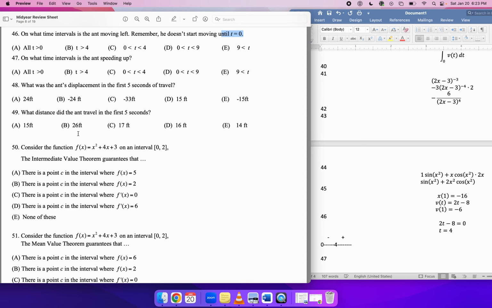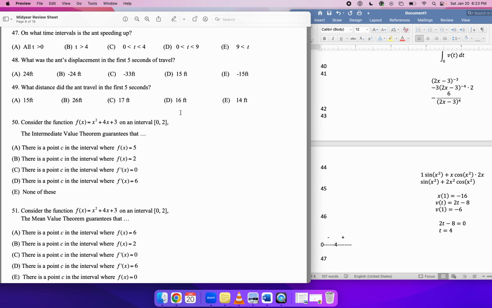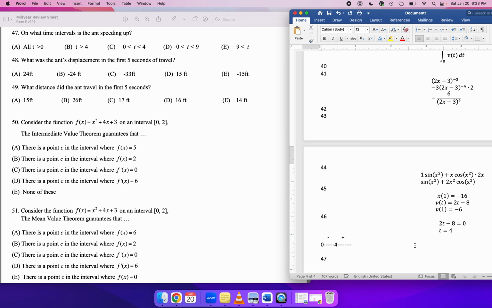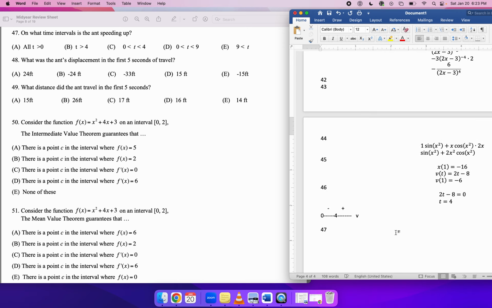47. On what time intervals is the ant speeding up? Speeding up means velocity and acceleration have the same sign. So I've already got my sign analysis of velocity from 46, so I think I just need a sign analysis of the acceleration. So I need the acceleration function. I'm going to take the derivative of the velocity function. The derivative of the velocity function is actually just the constant function 2. That might be confusing because there's no t. Look, that acceleration function is just constantly equal to 2.